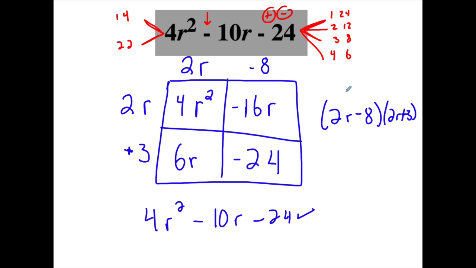Now, technically, we can see that these two numbers have a 2 in common, right? 2 goes into 2r, and 2 goes into negative 8. So the way you're really supposed to write this is you're supposed to remove that 2. So I take the 2 out, and then what times 2 would have given me this 8? I remove that 2, and I get a 4. So this is how you're really supposed to write it.